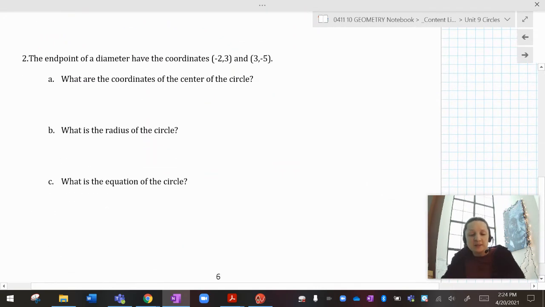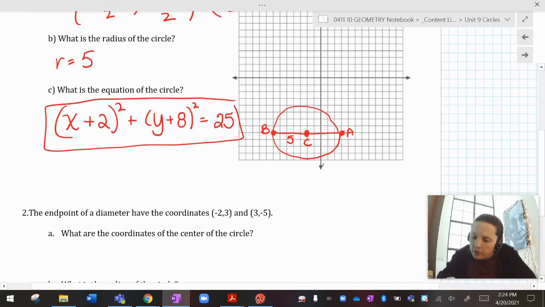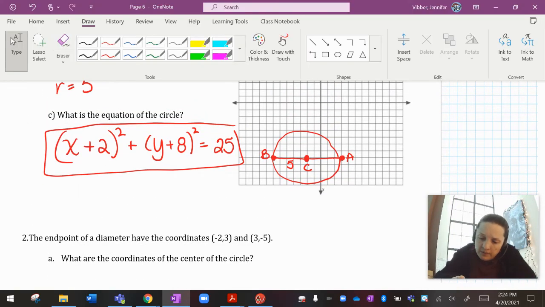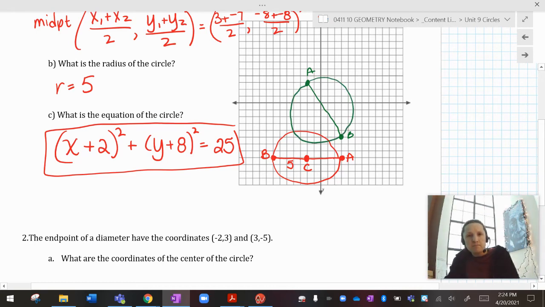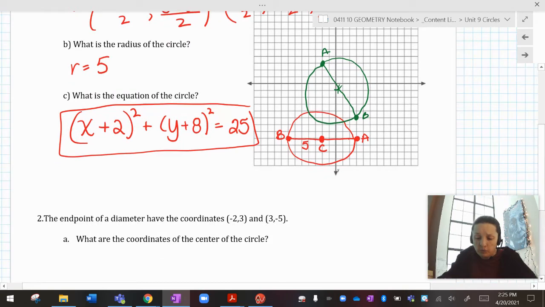And last but not least, it says the endpoints of the diameter have coordinates -2, 3, and 3, -5. Let's graph it up here again. So if I went to -2, 3, there's that one, and 3, -5, I'll call that another A and B. Now my circle looks like that. So I know my center's somewhere in here. Let's see if I can figure out exactly where it is.